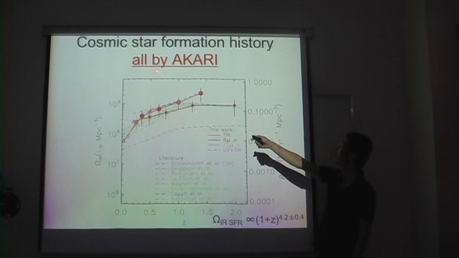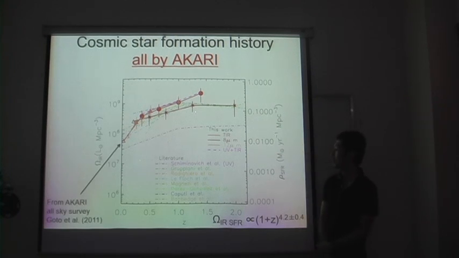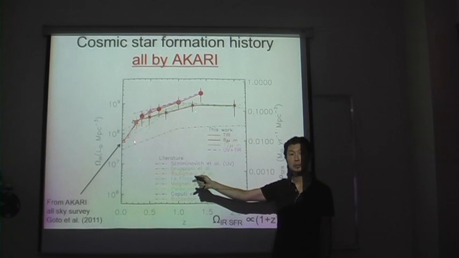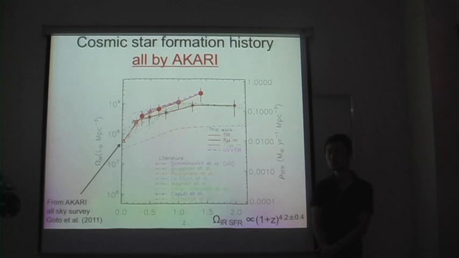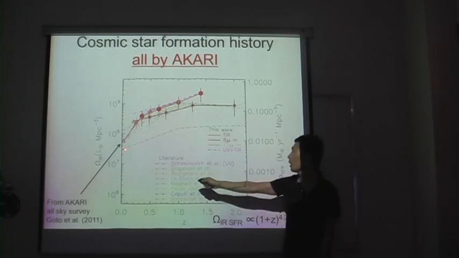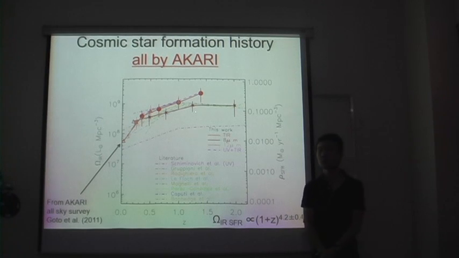And I said this is all revealed by AKARI. By that I mean this lowest redshift data point was from our previous work based on the AKARI all-sky survey. So this cosmic star formation history was entirely based on AKARI data.